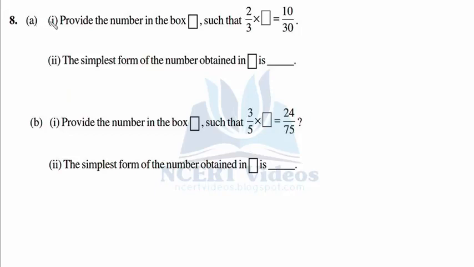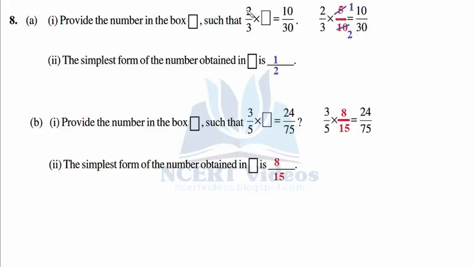Eighth, A. Provide the number in the box. So this is the box. Here it is the box. 2/3 into box. So what will come in the box in order to get 10/30? Then find the simplest form of the number obtained in that box. First you have to find the value of the box and then convert it into simplest form. Similarly, second, 3/5 into box gives you 24/75, and then again convert it into simplest form if possible. If it is already, then you need not convert it.